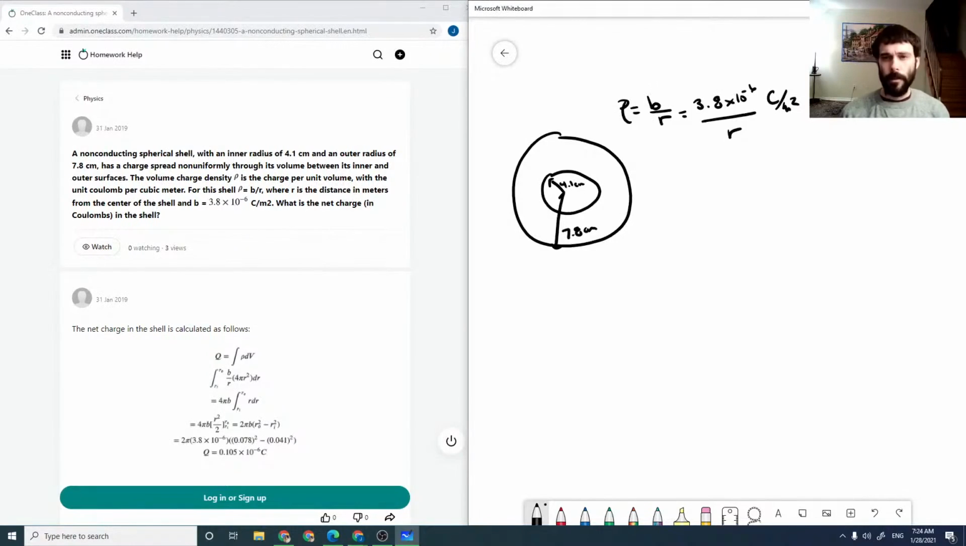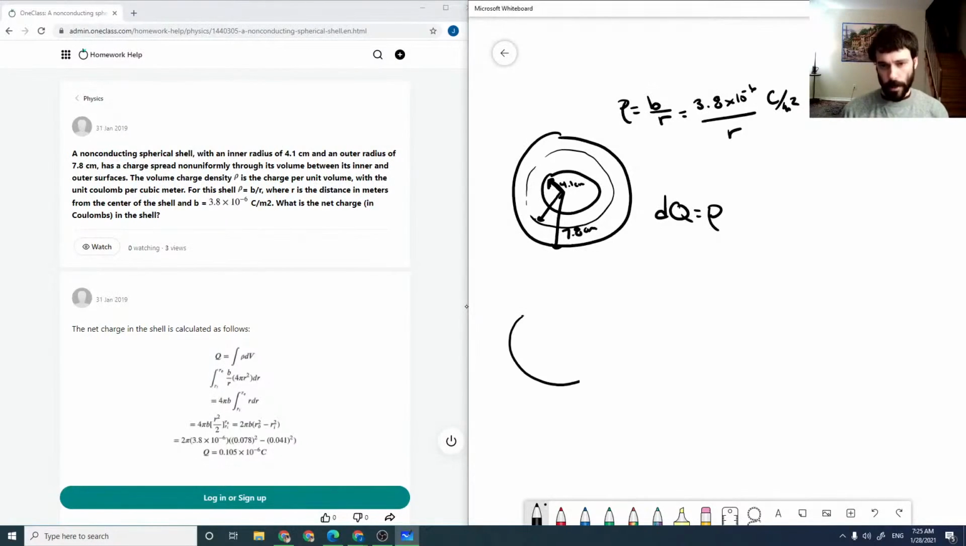So if we look at some r in the shell, then at that r, let's try this again. Our increment of charge is going to be the charge density times the increment of volume.